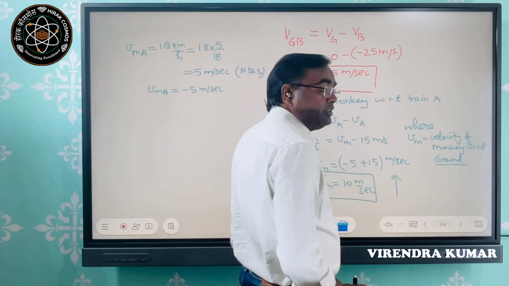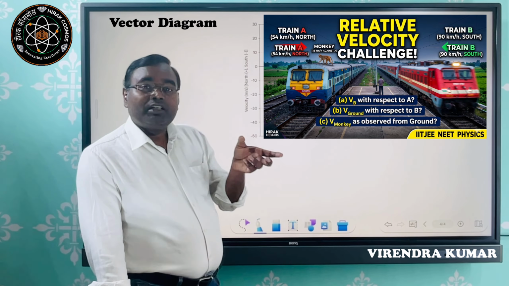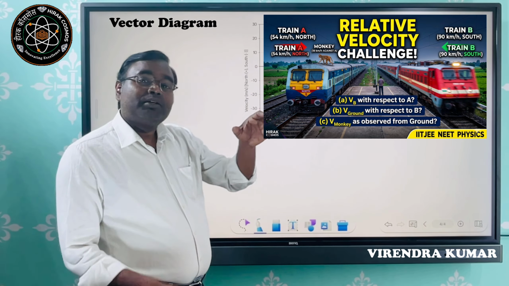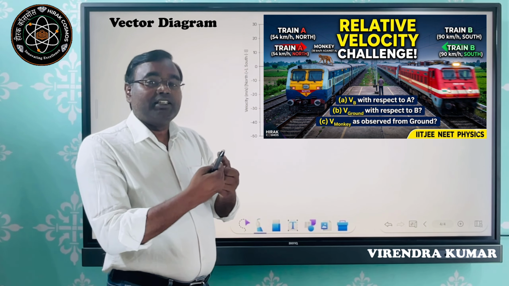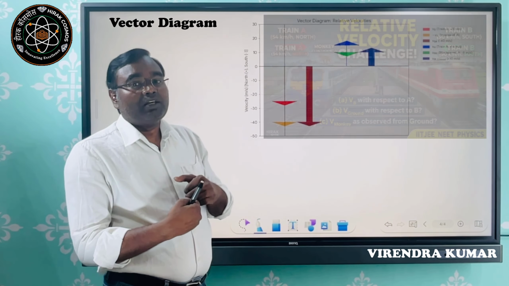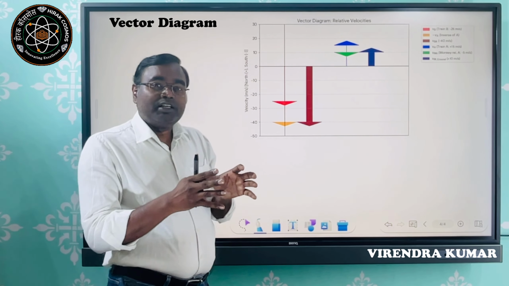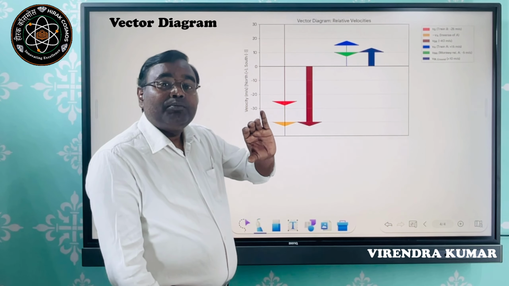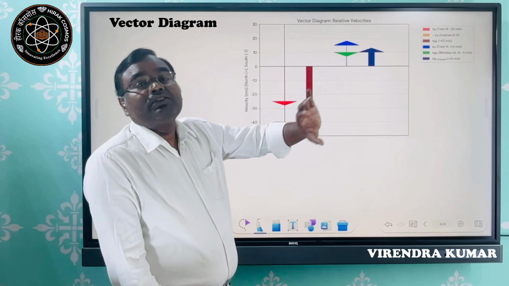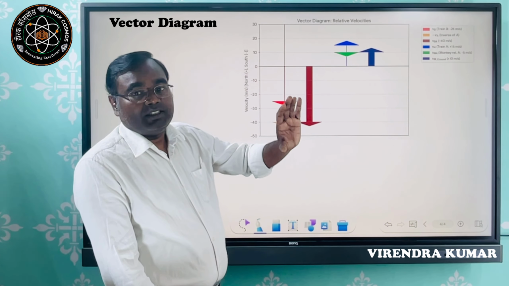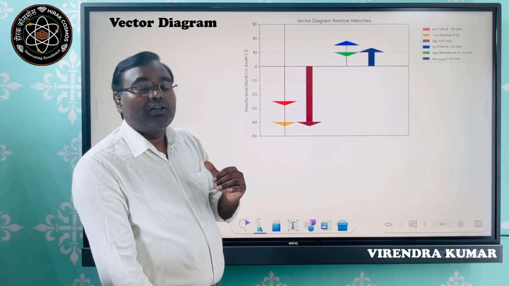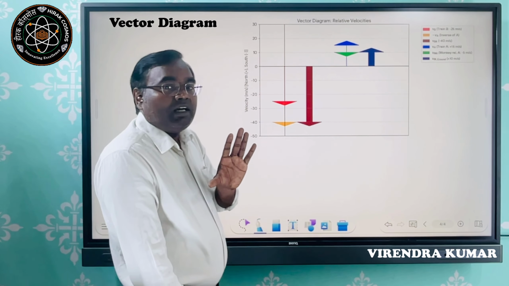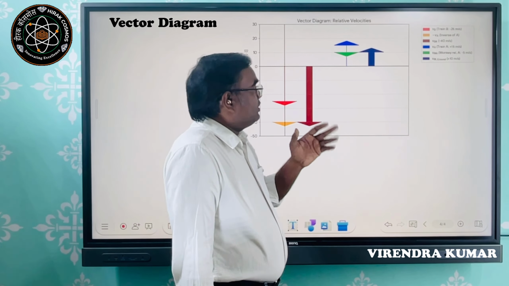So the monkey is on the roof of train A, that is moving towards the north, and the monkey is running against the train, that is, towards the south. For the observer on the ground, finally the monkey is moving towards the north at 10 meter per second. Even though the monkey is moving south, the final velocity with respect to the observer on the ground is 10 meter per second towards the north.